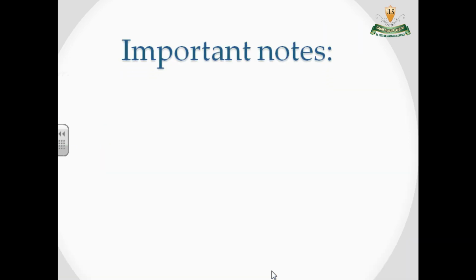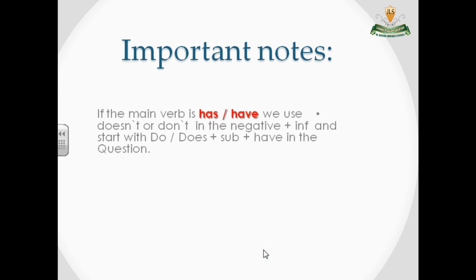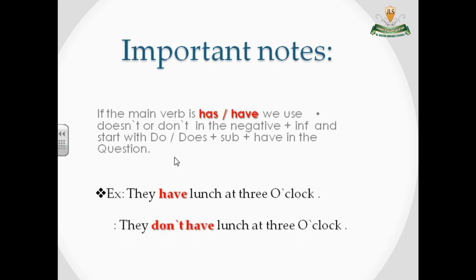Okay. The important notes which we are going to know. If the main verb is has or have, we use doesn't or don't in negative plus infinitive. That is, doesn't have, don't have, and we start with do or does plus the subject plus have in the question. For example, they have lunch at 3 o'clock. They don't have lunch at 3 o'clock.